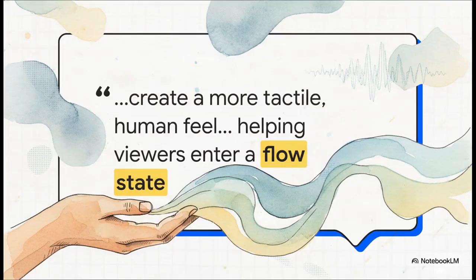And this brings us to the ultimate goal here. Reducing digital noise creates a more tactile, human feel, helping viewers enter a flow state. This right here is the core philosophy of our source material, captured perfectly in a single sentence. We aren't just altering the visual aesthetic to make something look pretty, right? We're altering it because the visual directly impacts the psychological experience. When you take away that overwhelming digital noise, you stop jarring the viewer. Instead, you allow them to just effortlessly sink into the work.